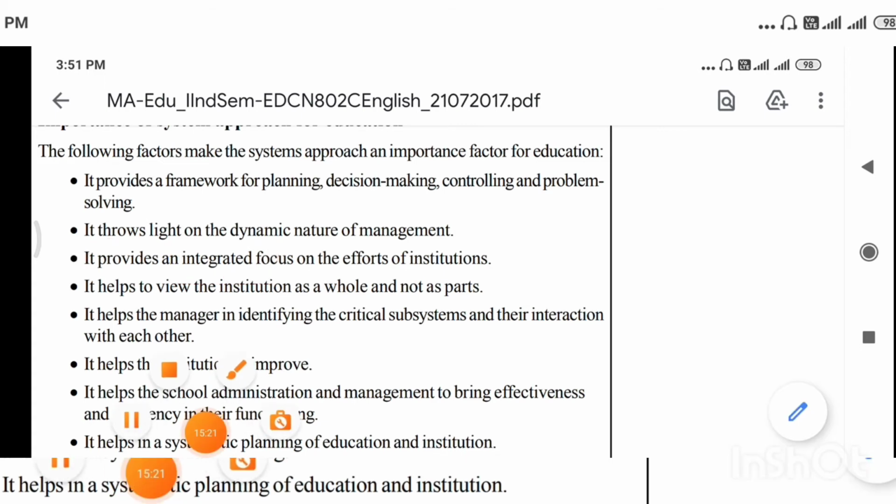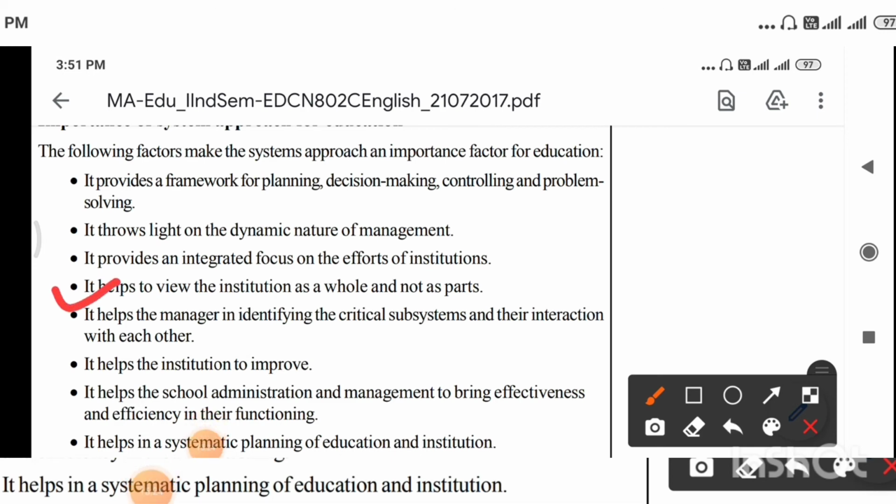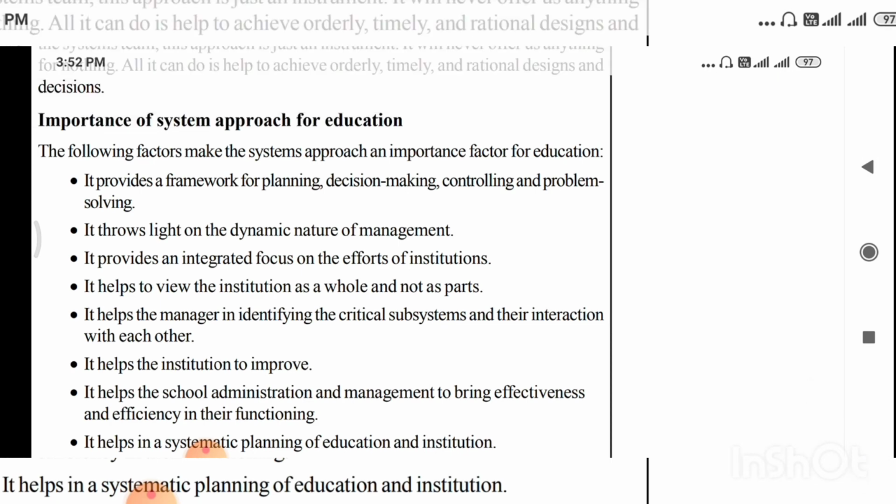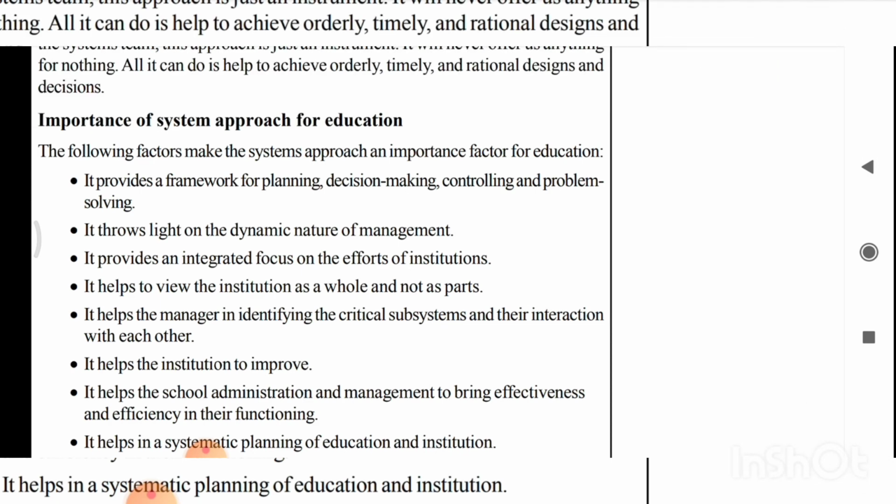Now another point is it helps to view the institution as a whole and not as a part. Now try to understand, whole and not as a part. What does it mean? If the system is good, the team which is working with a common goal will not be divided. They all will be together. But if the system, the management, is not good, then you can see there are a lot of loopholes in any organization. People have group politics. But a good system is the sign of the opposite.